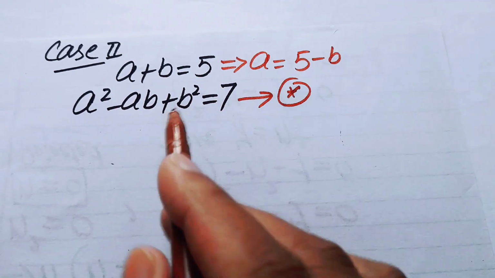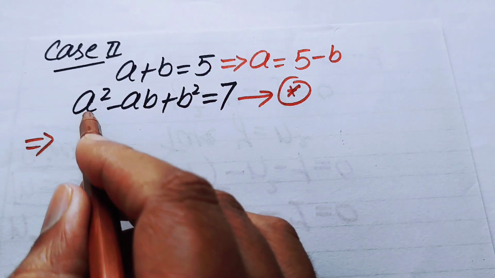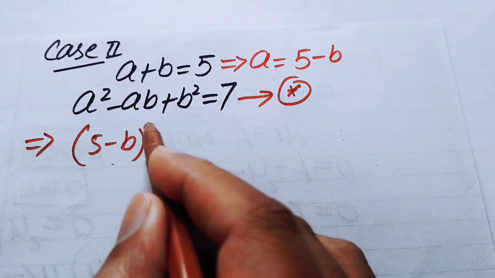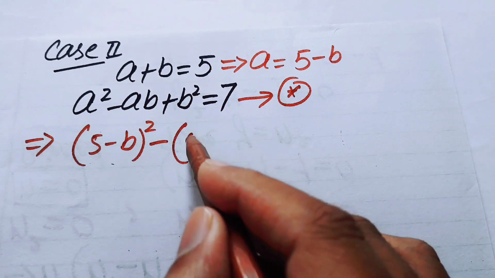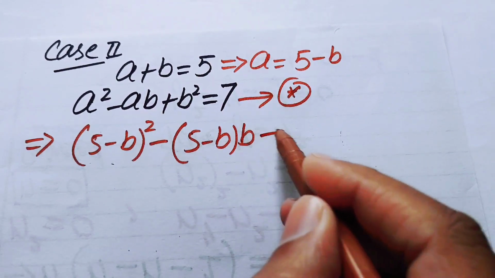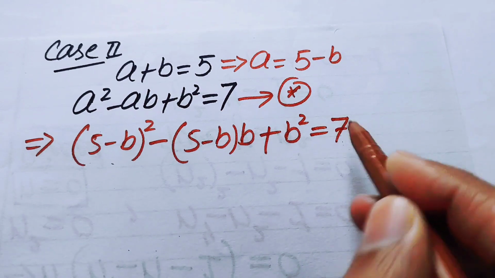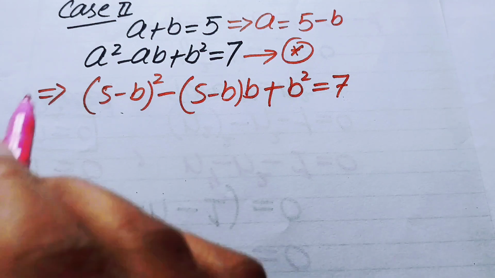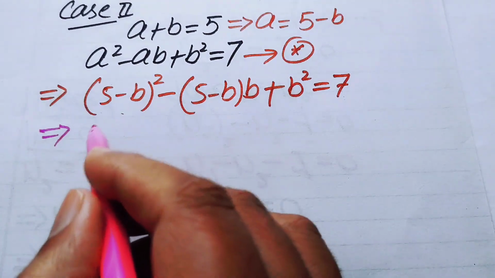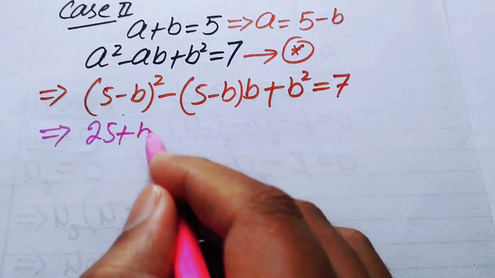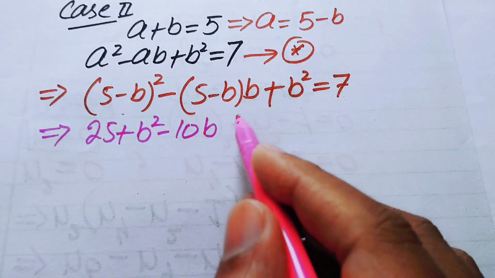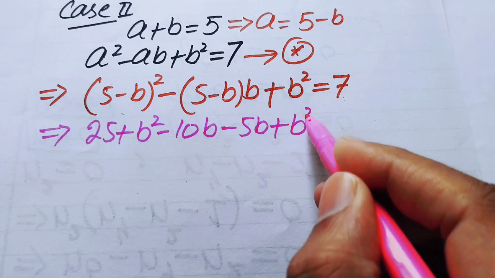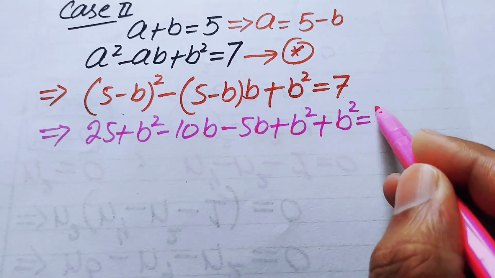Now we put the value of a here. Then you will obtain the value of a square, which is 5 minus b whole square, minus a times b, where a equals 5 minus b, into b, plus b square equals 7. Now we simplify these terms. You open this formula and get 25 plus b square minus 10 times b, and now we multiply b with the minus term, and you get minus 5 times b plus b square, and here you have b square equals 7.